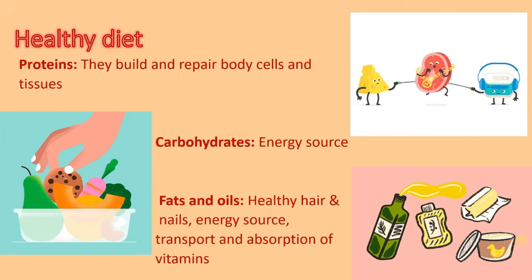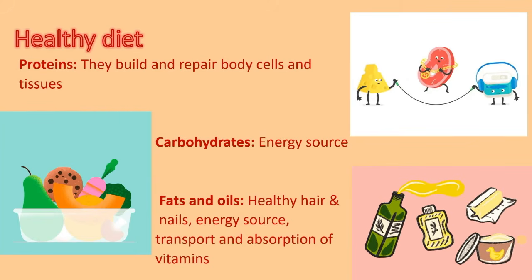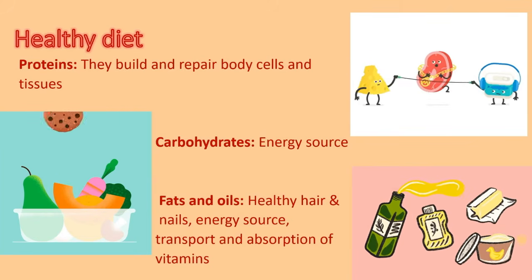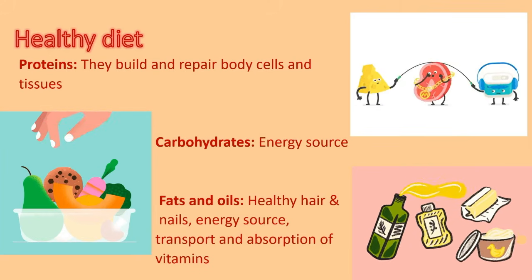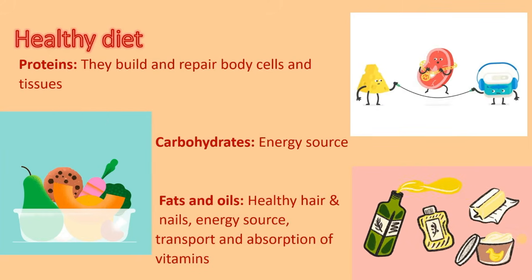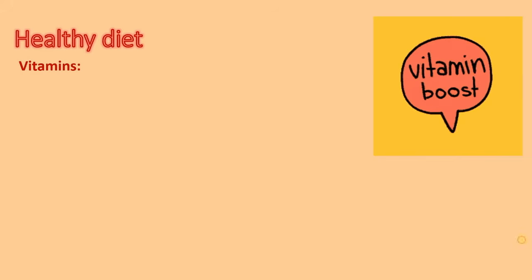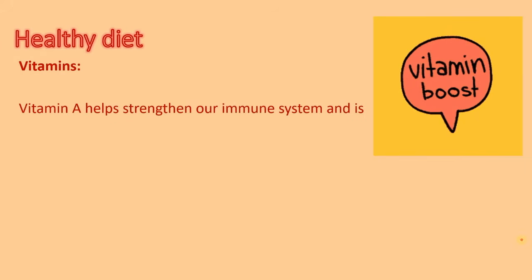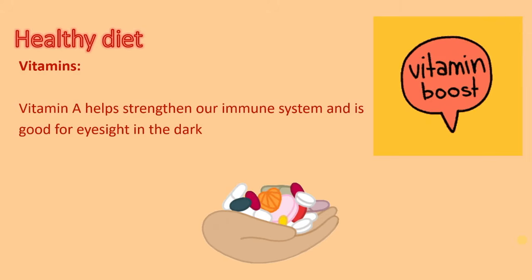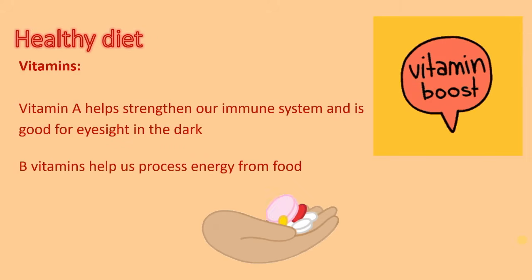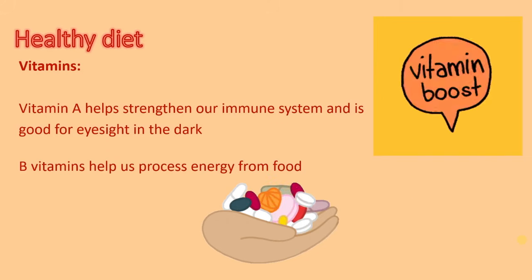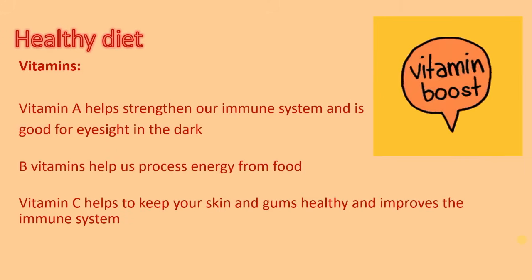Then we have fats and oils, which is very good for hair, nails, and a very good energy source, and also for the absorption and transport of a lot of vitamins. These are things like butter, margarine, olive oil, or even avocados. Vitamins, we all know our vitamins. For example, vitamin A helps with eyesight and a strong immune system. Vitamin B helps with the process of releasing energy from food. Vitamin C helps keep healthy skin, healthy gums, and improves your immune system.